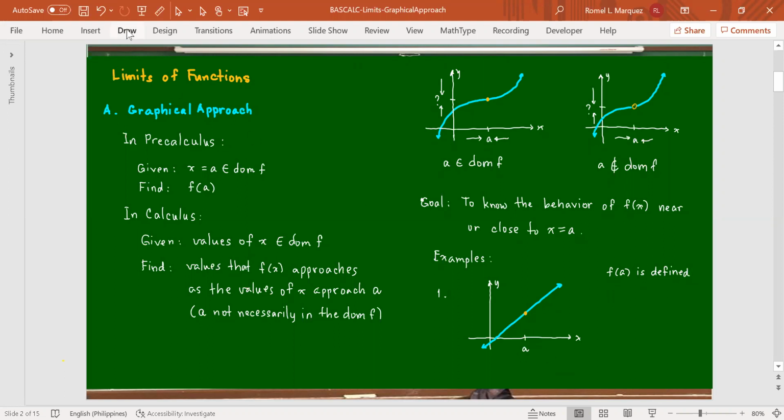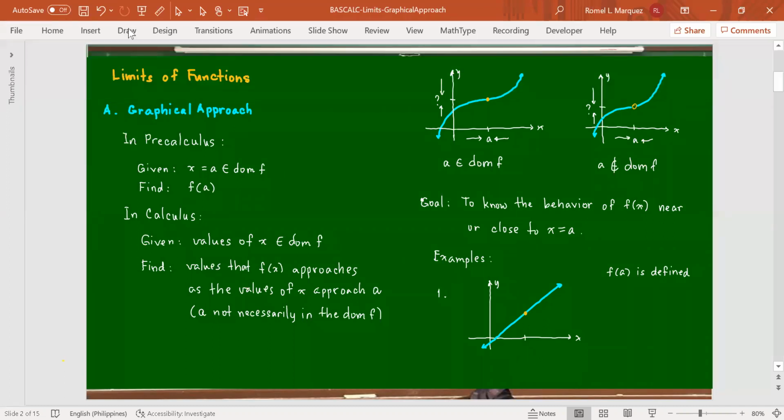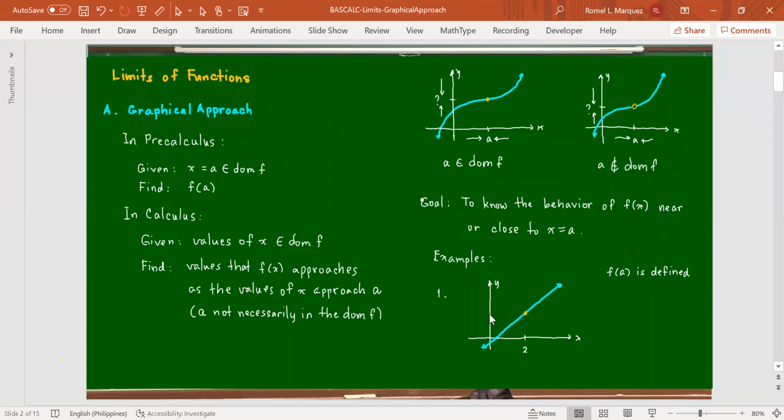And let's say that a of mine is specifically 2. Let's say this is 2. And let's say, aligned with this point along the y-axis, so let's say this is 2 also. Okay, guys? So let us investigate the behavior of f at x equals 2.